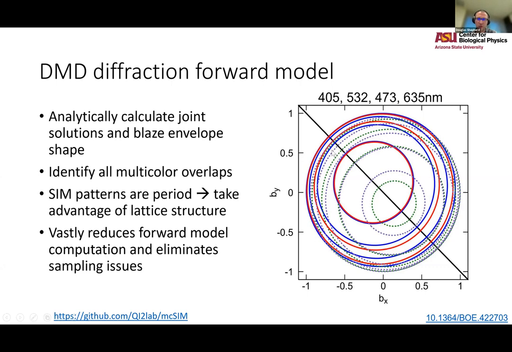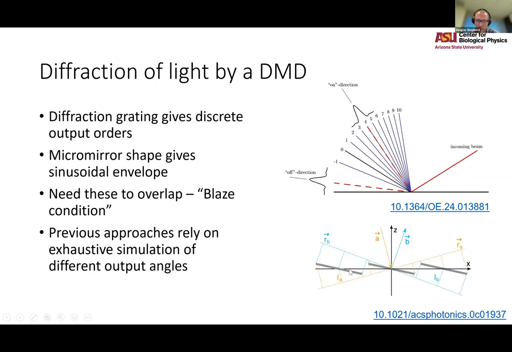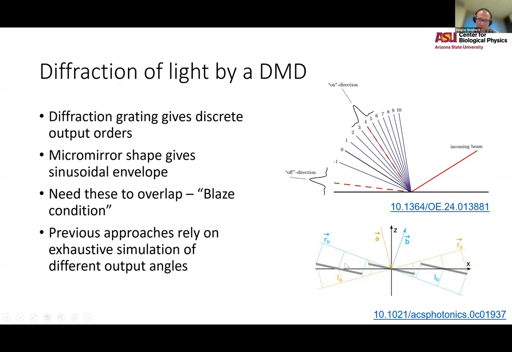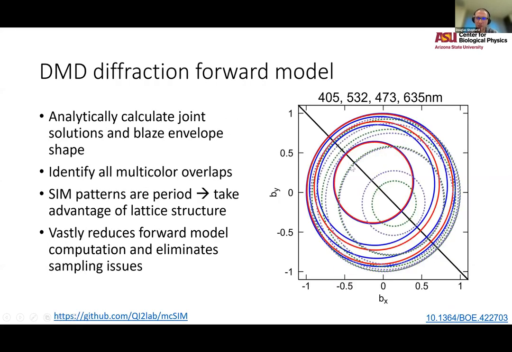So what are we plotting here? Anything in the solid line is the on mirror direction. So when the mirror, let's say, is facing this way. Anything in the dashed line is when the mirror might be flipped to the other direction. And these are telling you areas where the blaze condition is satisfied, which means the diffraction order you want is lined up with that sinusoidal envelope of the intensity that goes on top of it.